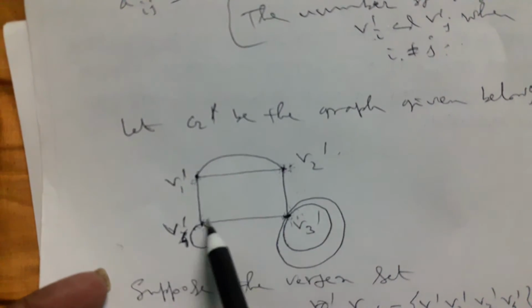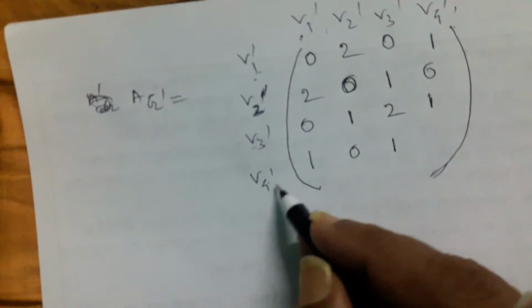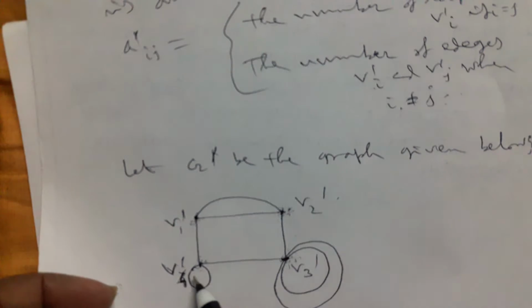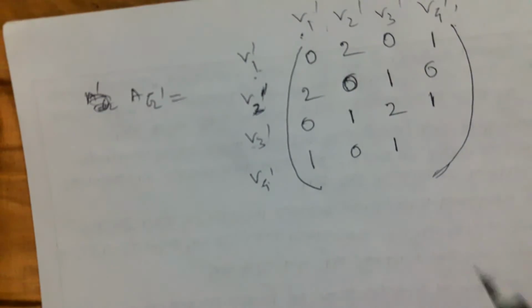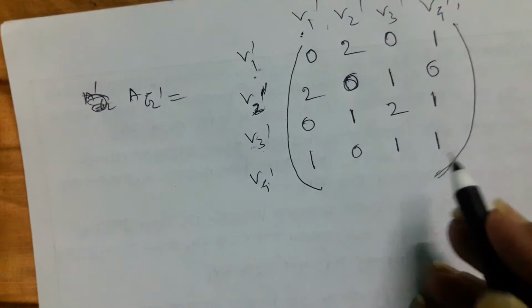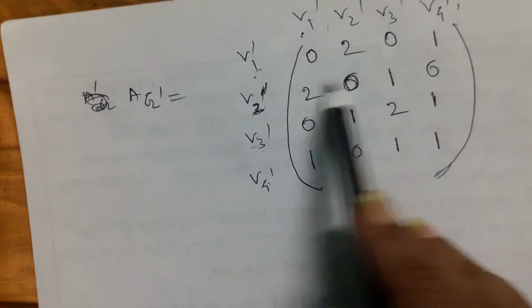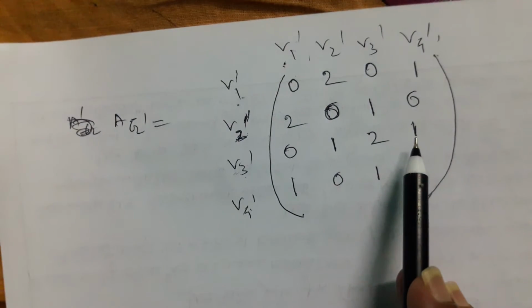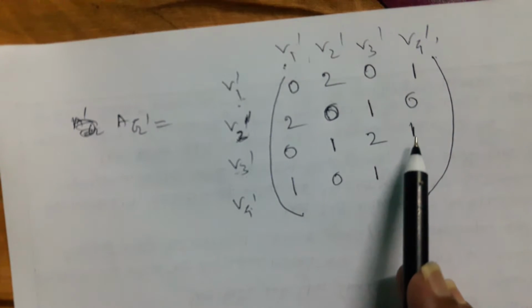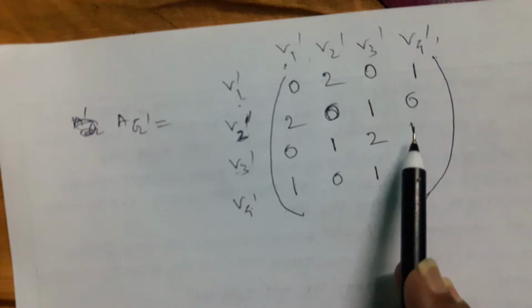V4 dash, V3 dash. Only one edge is there. So the result will be 1. V4 dash, V4 dash. One loop is there. So the result will be 1. So finally we find this adjacency matrix. In this way we can find the corresponding adjacency matrix, given in this way.